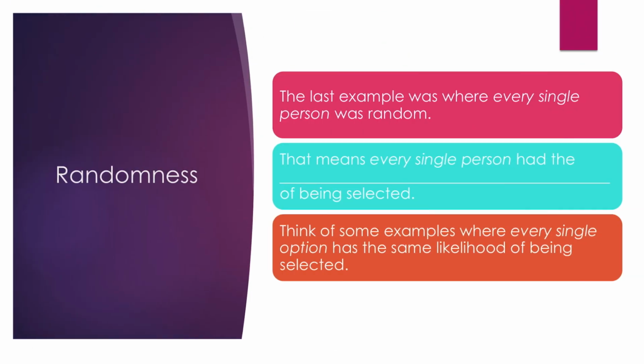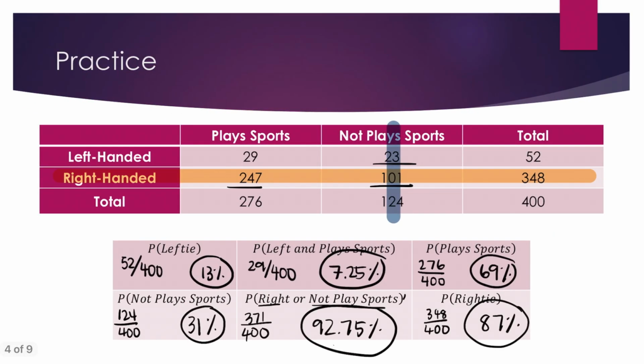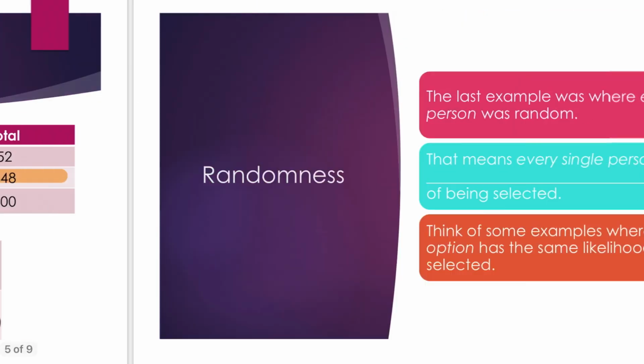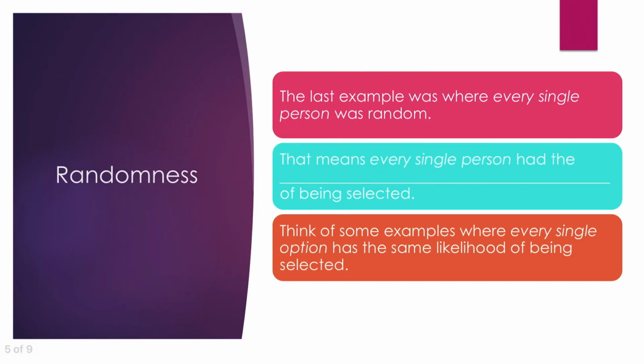One thing to note of that entire survey example is that every single person was random. So when we were calculating these probabilities, we were saying, what's the probability that a random person that I select will have these qualities? Every person had the same likelihood of being selected. It was just 1 out of 400. They were just one individual out of 400 total people. So that's what that means. It means that every single person had the same chance or probability of being selected.